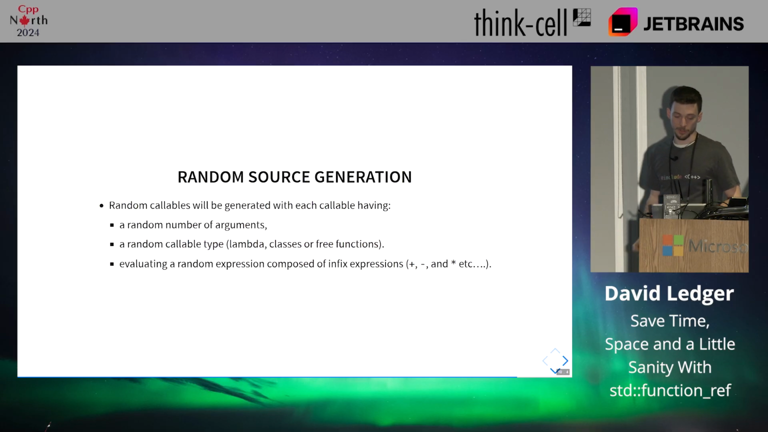The callables are each going to be based with a random number of arguments. They're going to have a random callable type, which means it could be a lambda or a class or a field function. It could have bound data members. It could have captures, all sorts of things. The body of all these is also going to be different. And this is important because if they're all the same, we might get different optimizations. No, I won't go into that.